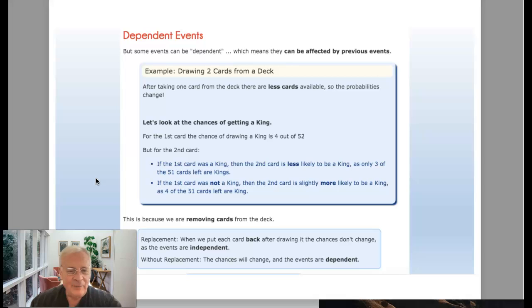All right? I'm going to talk about replacement and without replacement. Again, if you put the cards back in the deck, then each draw is independent. But without replacement, the events become dependent.